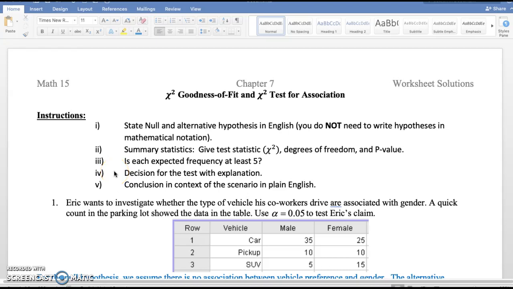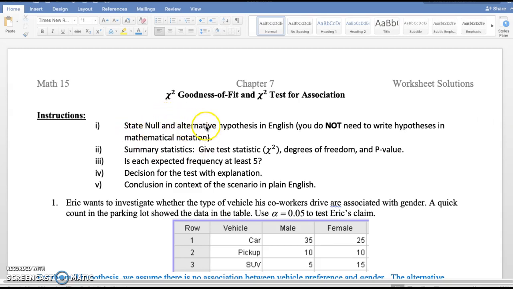All right, hello. In this video, we're looking at an example from Chapter 7, the chi-squared chapter about goodness of fit and test for association. So we're looking at, I think, example number 4. I'm going to go through this.